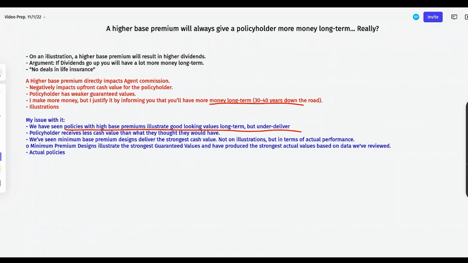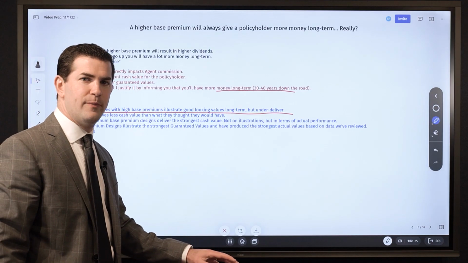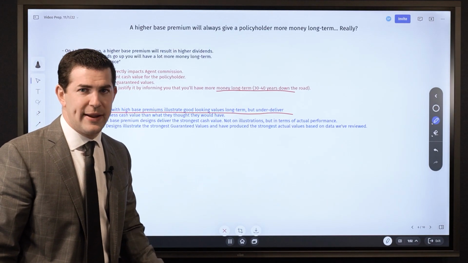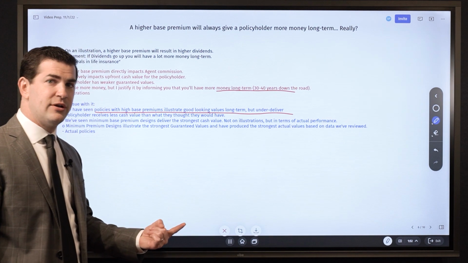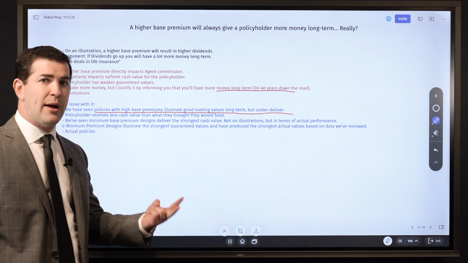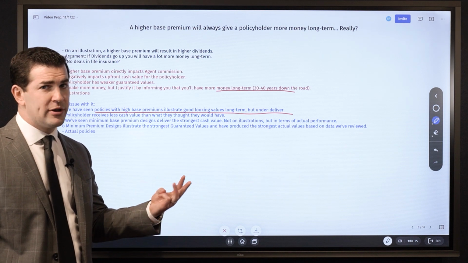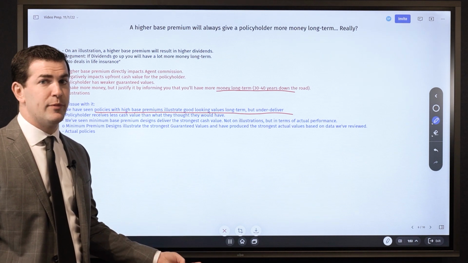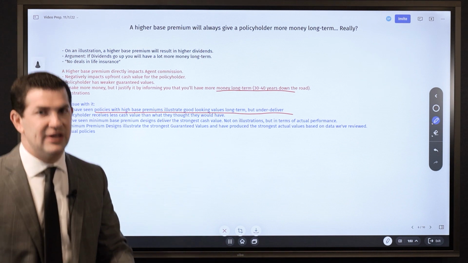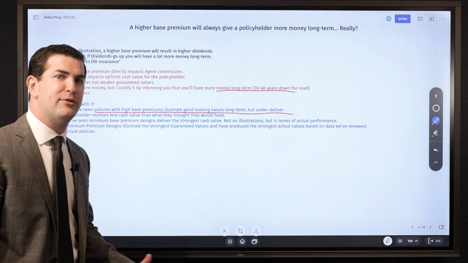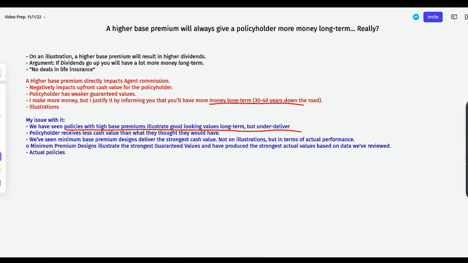And think of it, if you're that consumer, you buy that policy based on that illustration and the greater long-term potential, but then it doesn't outperform that same policy with a lower base premium, the one with the stronger guarantees. So you gave up what was guaranteed, you gave up the stronger upfront cash value, and hoped that you would have more money long-term by giving up more upfront, but then it didn't happen. That is the issue right there, especially when you bundle that with the fact that the agent made more there.